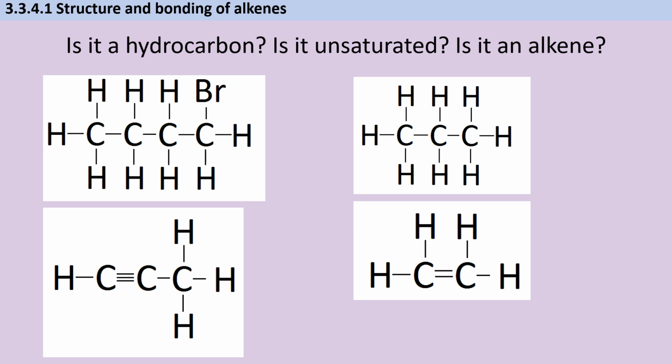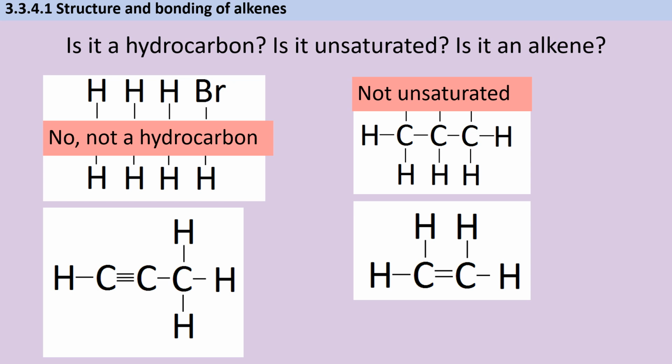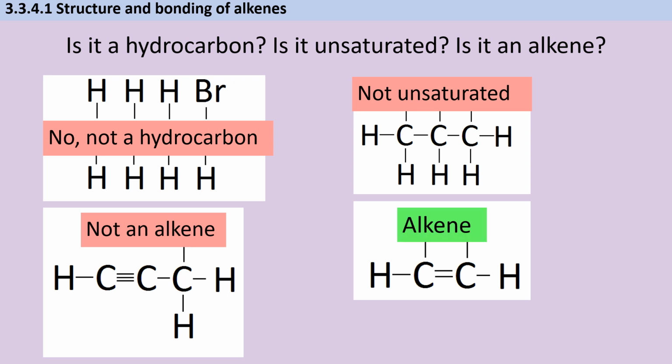Before we go any further, pause the video and make sure that your GCSE chemistry knowledge is still intact. For each of these molecules, is it a hydrocarbon? Is it unsaturated? Is it an alkene? This first example is not an alkene because it's not even a hydrocarbon. It's got a bromine atom in it. Our second example is a hydrocarbon, but it's not unsaturated. There aren't any carbon-carbon double bonds. This third molecule is a hydrocarbon and it is unsaturated, but it's not an alkene because that unsaturated bond is a triple bond, not a double bond. But our last example is an alkene. This one's ethene.